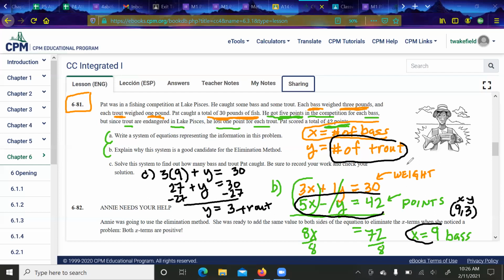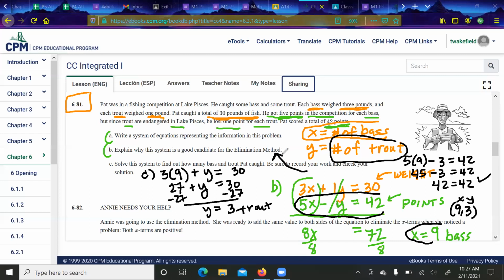So if I plug in 5 times 9 minus 3 equals 42. 5 times 9 is 45. Minus 3 equals 42. 45 minus 3, hey, that's 42. And we get 42 equals 42. Yay. This second equation checked out. Should I check the first equation? Definitely.